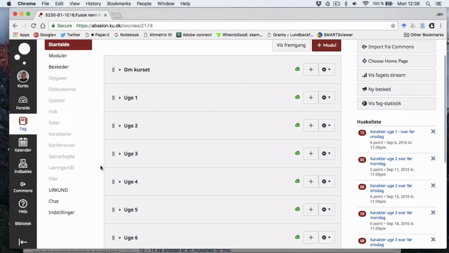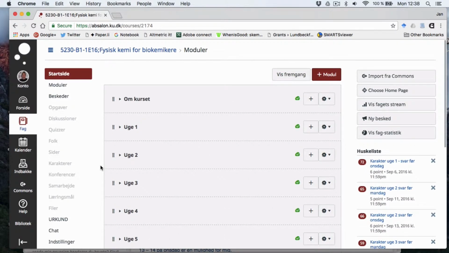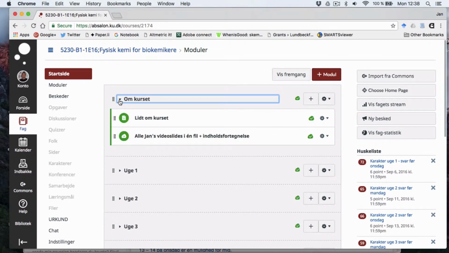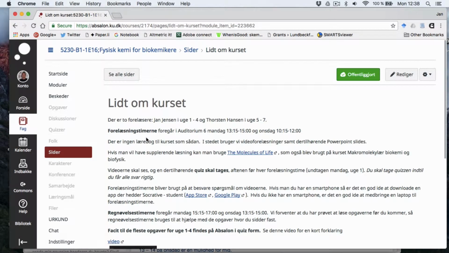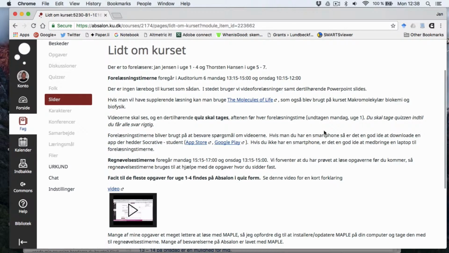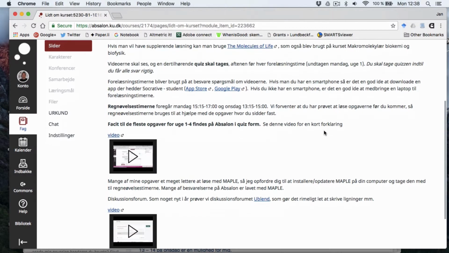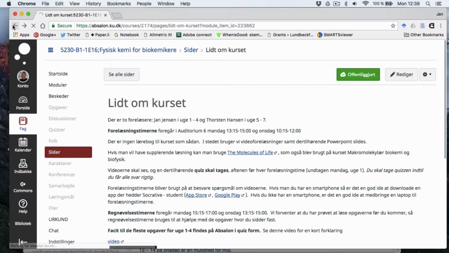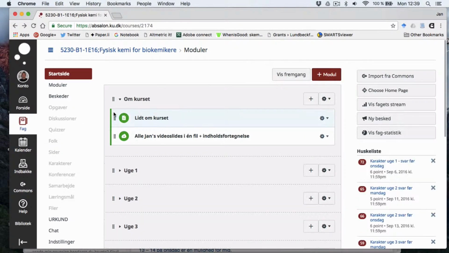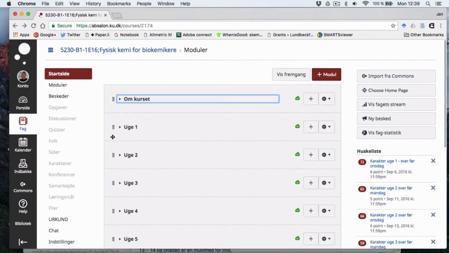And so in this way, the students can easily figure out where to find the information. I'll show you first a little bit about the course. So they usually just read that at the beginning. I have a page here where I describe a little bit about the course. We use the flipped classroom approach, so that takes a little bit of explanation here. And then all the weeks are arranged basically in the same way.